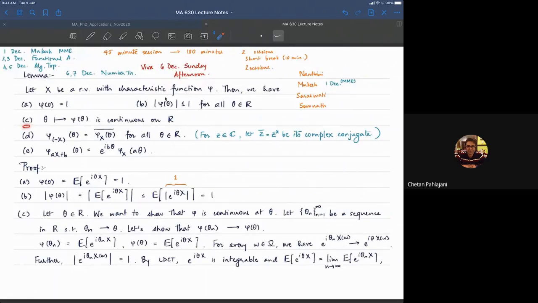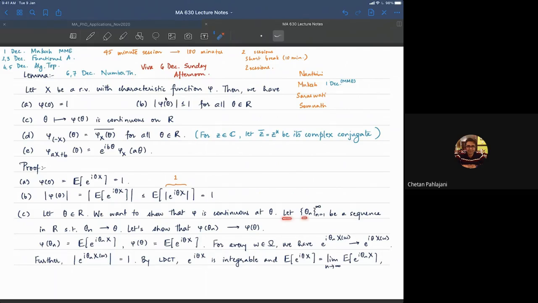The third property, number C here, is the following. The function theta mapped to phi(theta) is continuous on R. So let's see why this is true. Let theta be a real number. What do we want to do? We want to show that phi is continuous at theta. In this case, it'll be very helpful to use a sequential characterization of continuity. You know that a function is continuous at a point theta if and only if for every sequence theta_n which converges to theta, the value of the function at theta_n converges to the value of the function at theta. So we'll use that characterization of continuity.